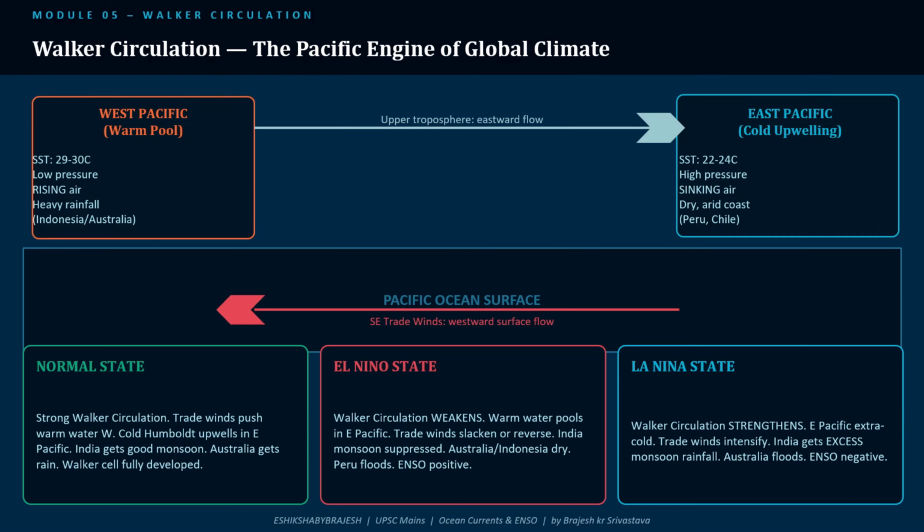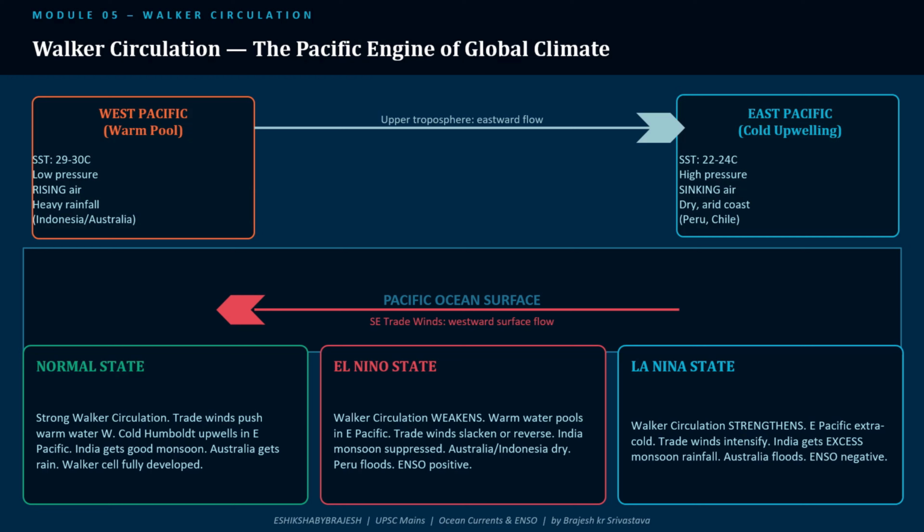Now, how does this connect to India's monsoon? The same Walker circulation drives moisture-laden southeast trade winds across the equator. These cross the equator, are deflected by the Coriolis force, and become the southwest monsoon winds that bring rainfall to India. A strong Walker circulation equals strong trade winds equals strong moisture transport equals good monsoon for India.